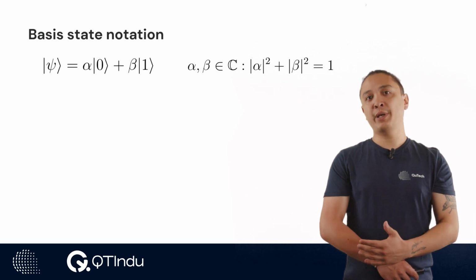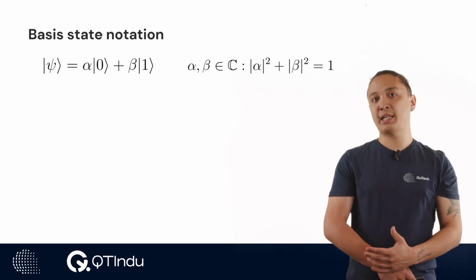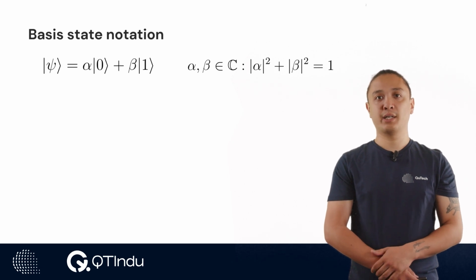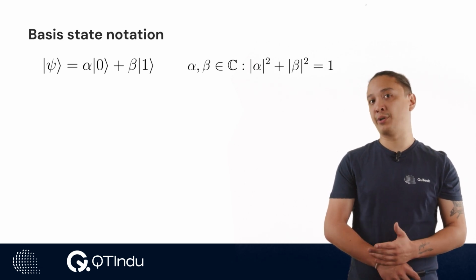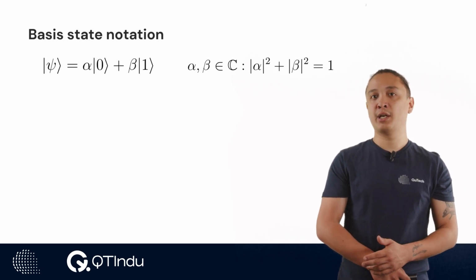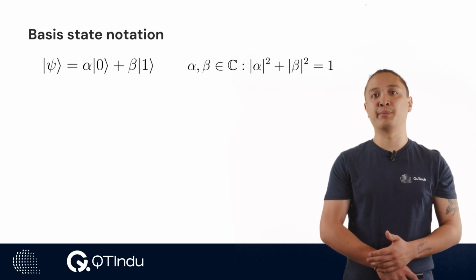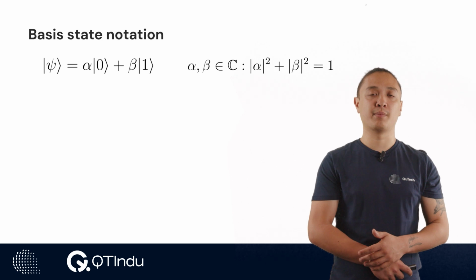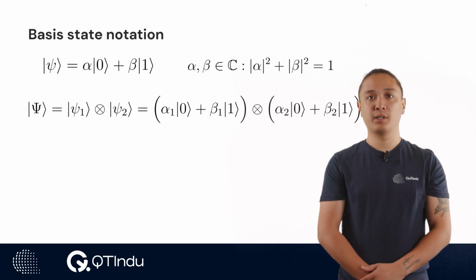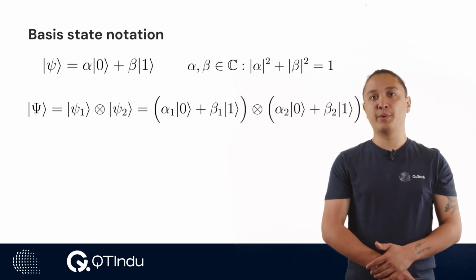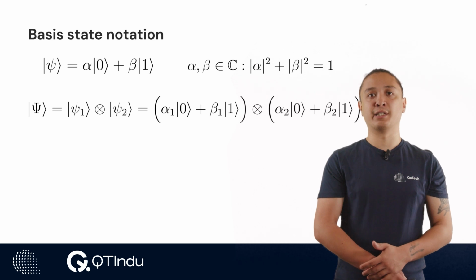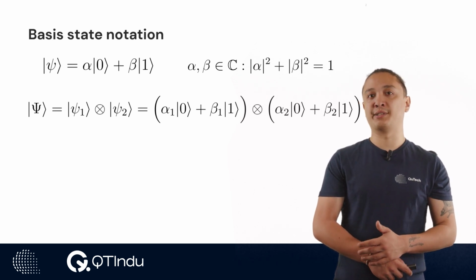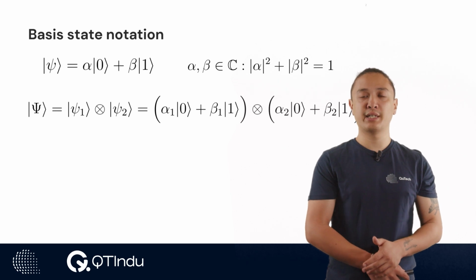Now, we know that any single qubit state can be represented as a superposition of two states. Here again, we use the 0 and 1 states as our basis states, with the normalization condition which imposes that the sum of the squared magnitudes of the coefficients must equal 1. Following this notation, we can represent a 2-qubit state in the following way, where the full 2-qubit state is represented as the tensor product of two single-qubit states.